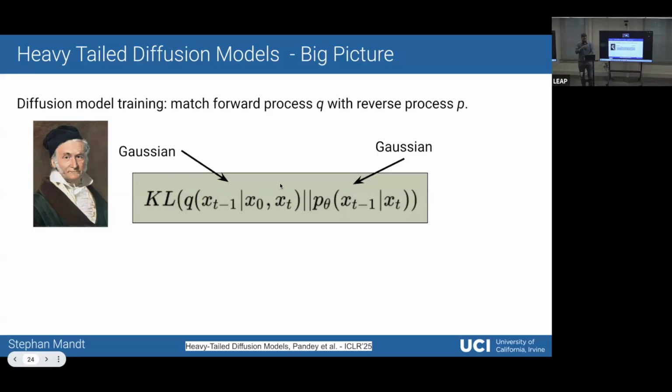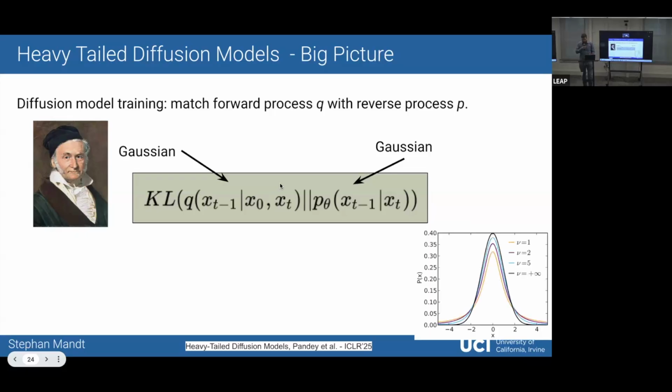Now, why was the KL divergence chosen in the first place? Well, it's mainly chosen for computational convenience because if you work with KLs and Gaussian distributions, then everything has closed form expressions, and the resulting terms are simple formulas that you can straightforwardly optimize. But what we want to do here is, instead of working with Gaussians, we want to work with conditionals which are actually heavy-tailed.